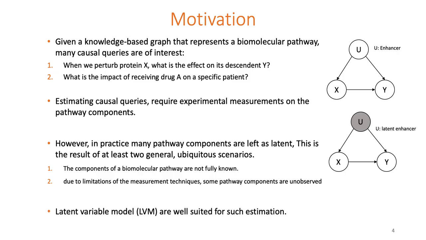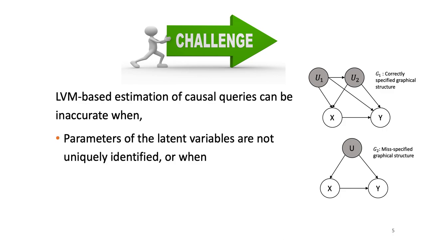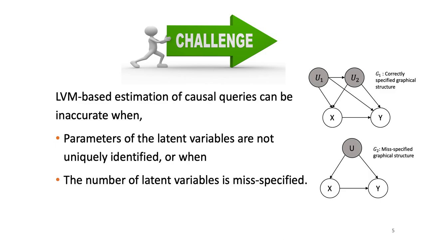Latent variable models are well suited for such estimation in presence of latent variables. However, LVM-based estimation of causal queries can be inaccurate when parameters of the latent variables are not uniquely identified or when the number of latent variables is misspecified, as it is specified in this graphical example.